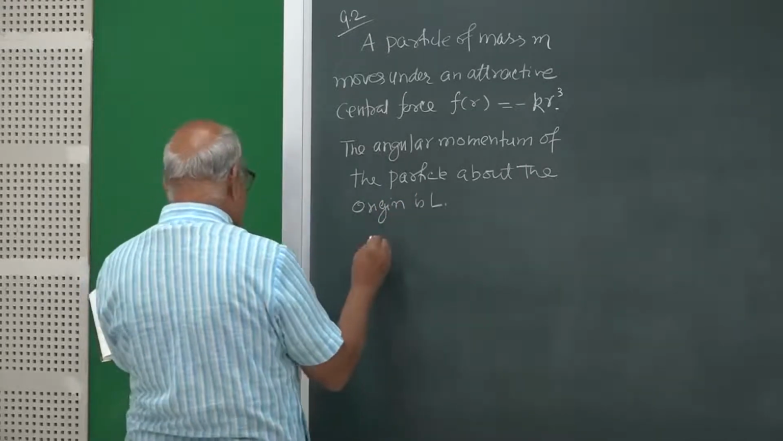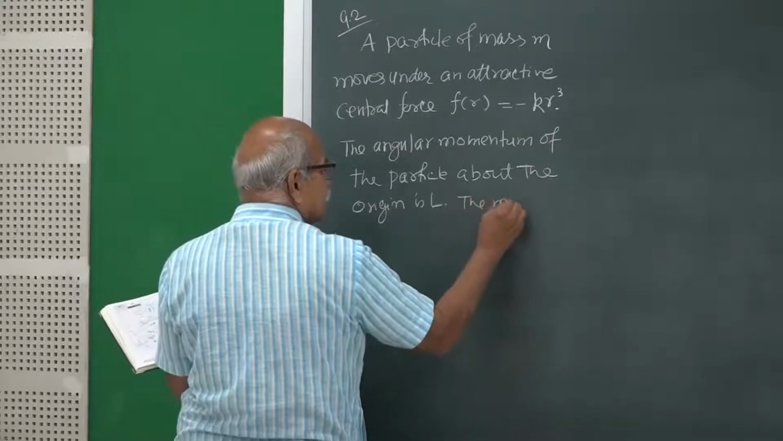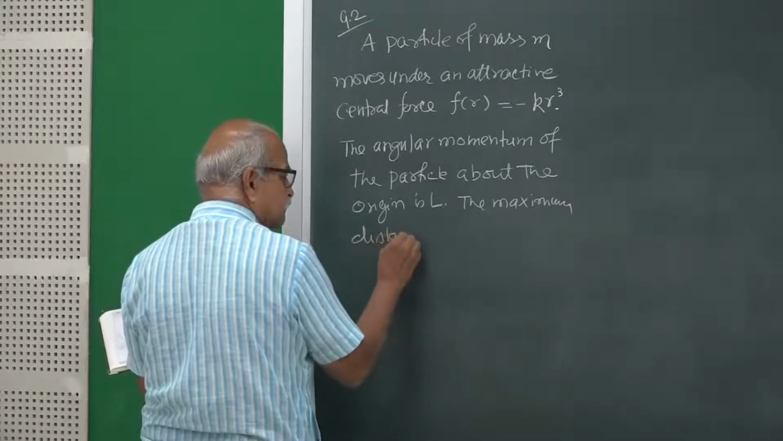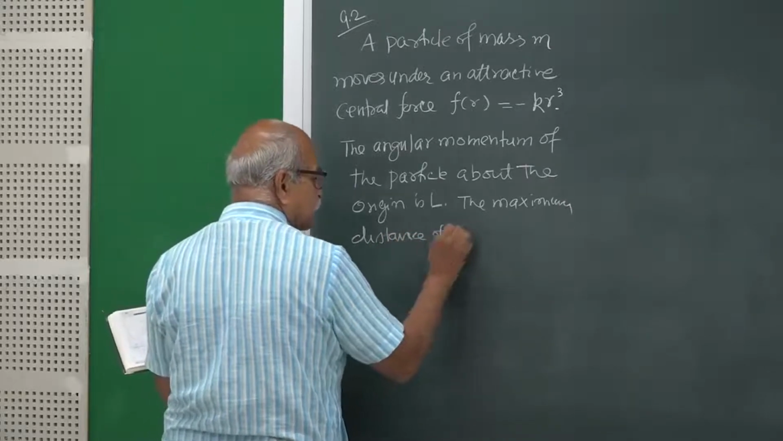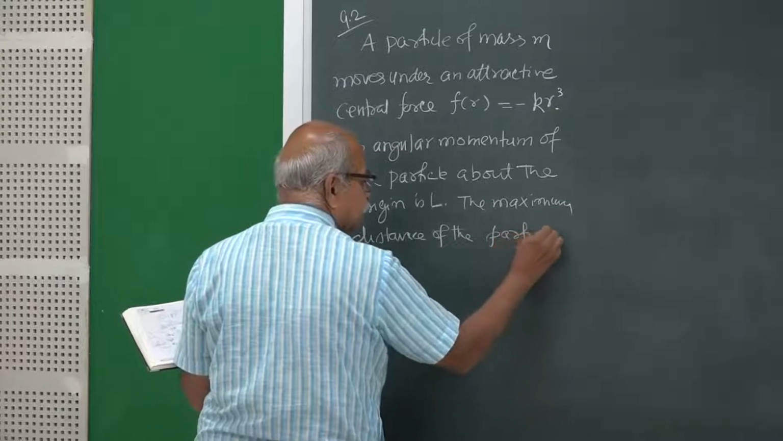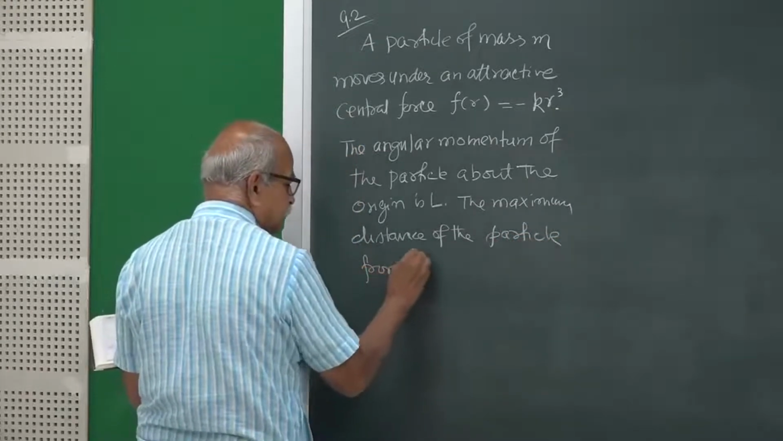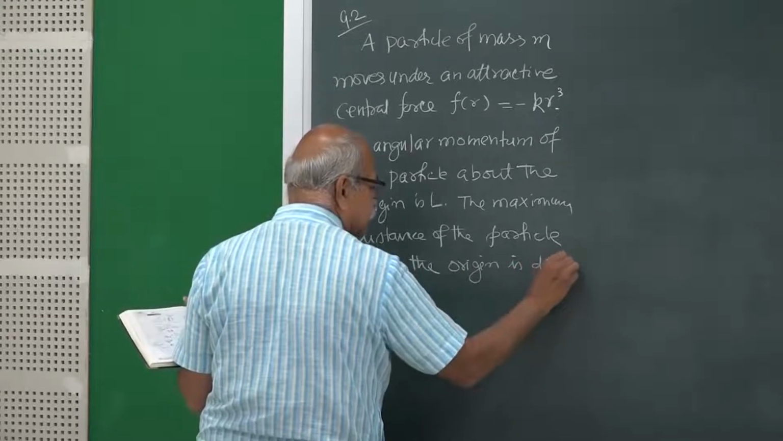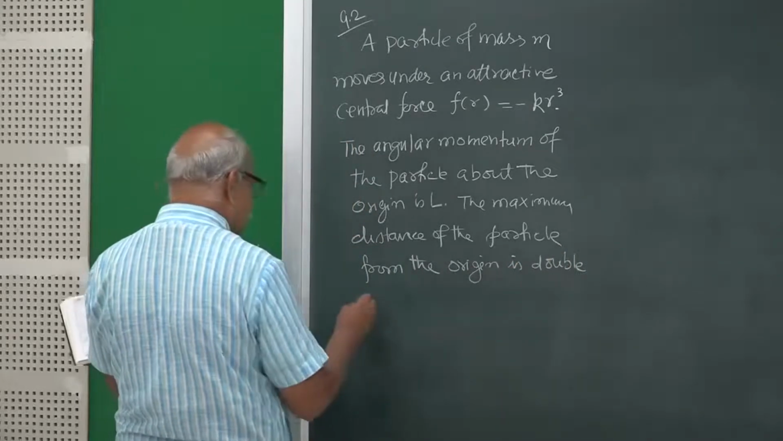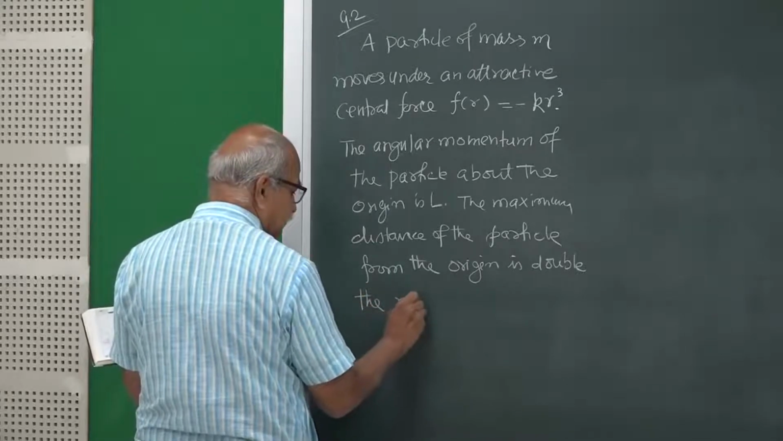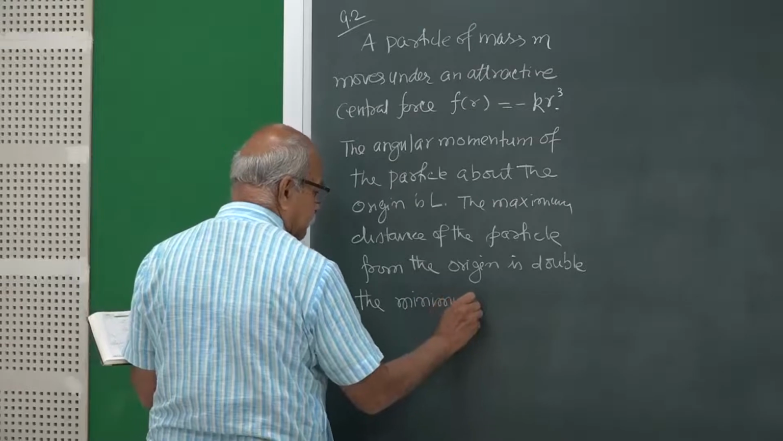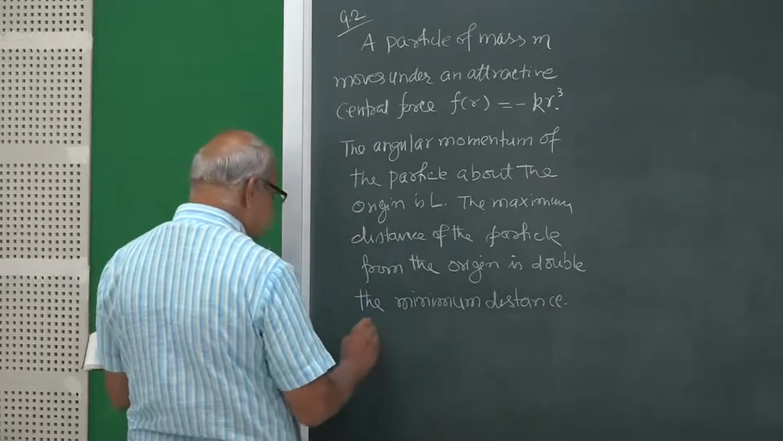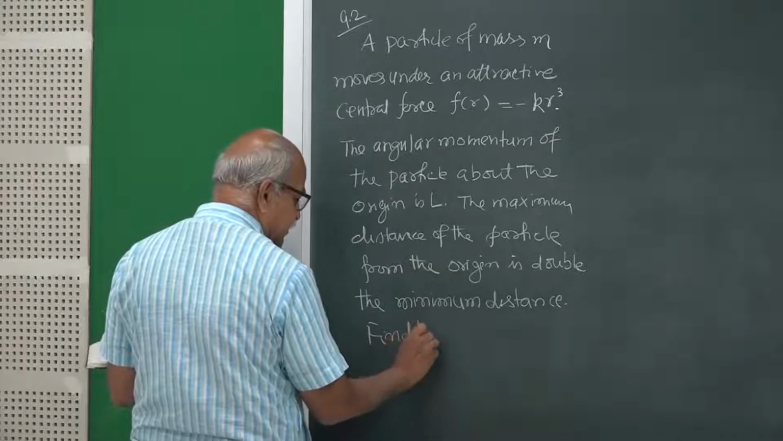The maximum distance of the particle from the origin is double the minimum distance, and the question is find this minimum distance.